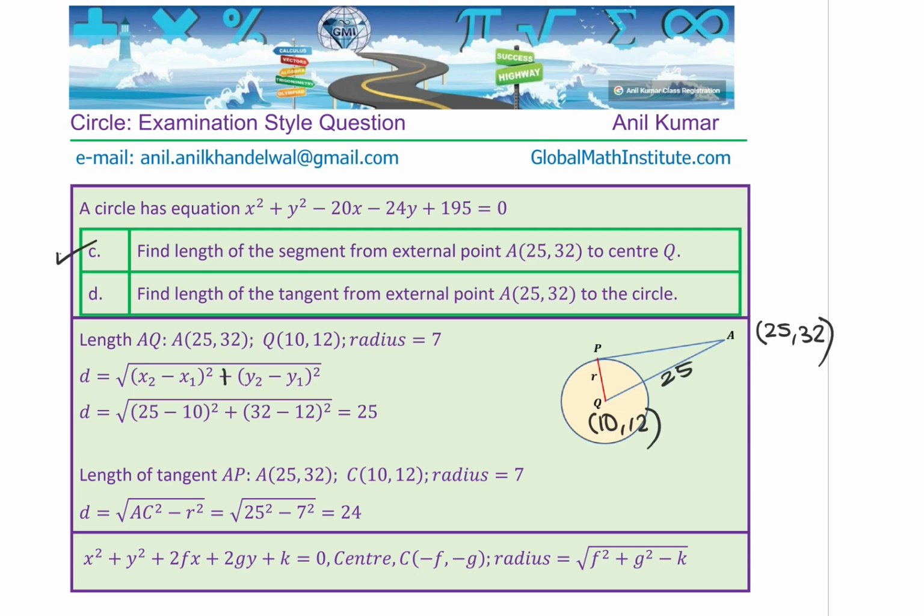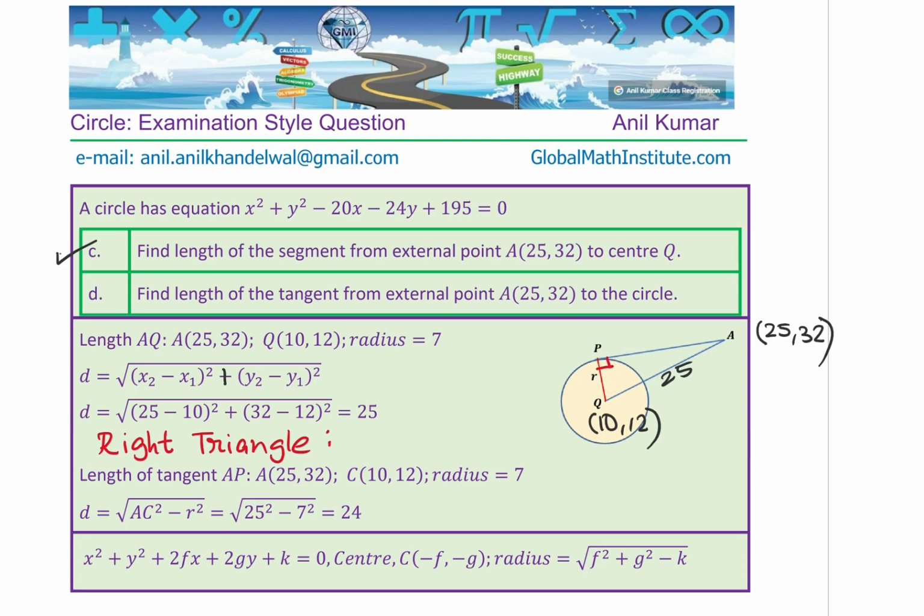So we've done part C, which is to find the length of the segment from the external point to the center. Now part D is to find the length of the tangent from the external point. That should not be difficult. We know the tangent with the radius will form 90 degrees, and so we have a right triangle, correct? So we are now working on a right triangle. We can apply the Pythagorean theorem to find PA, right?